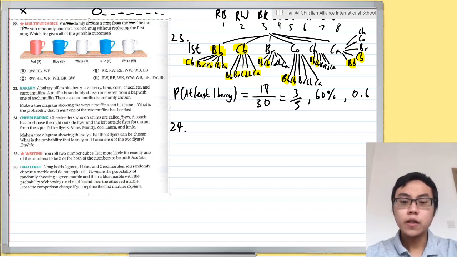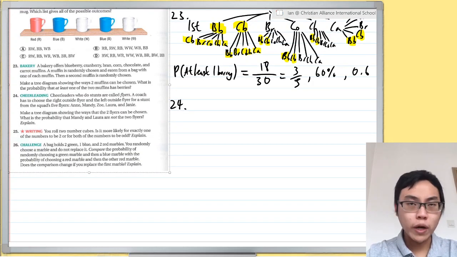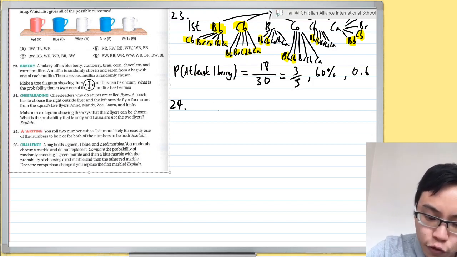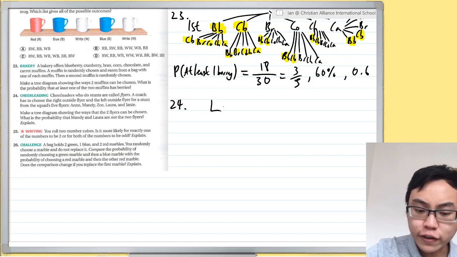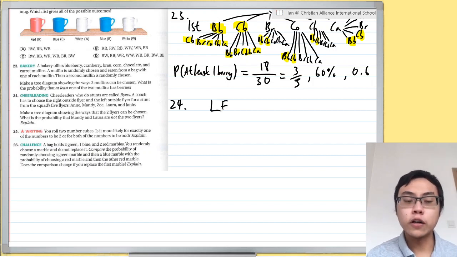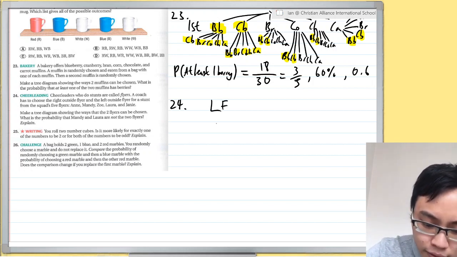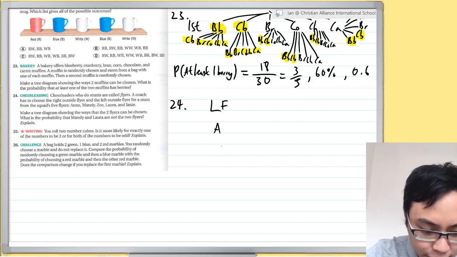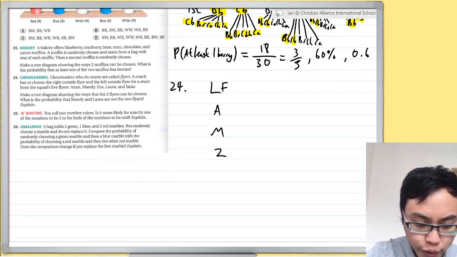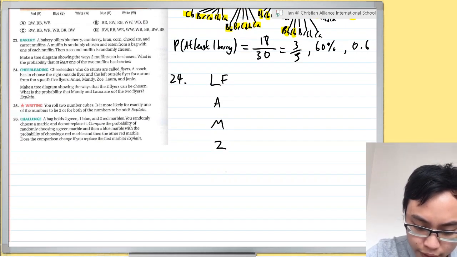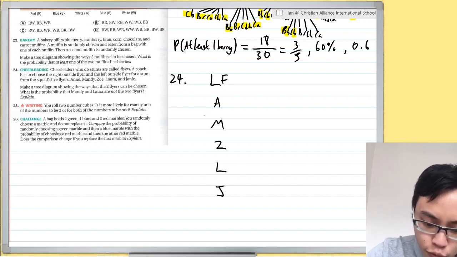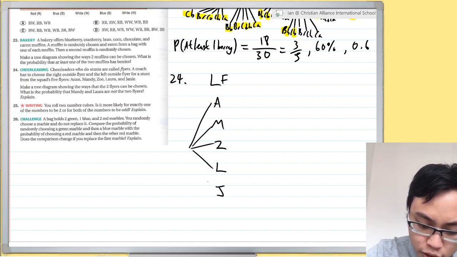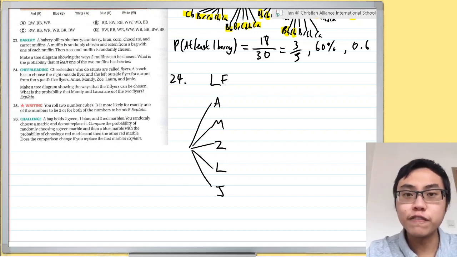So it doesn't matter whether we choose the left first or the right first. It doesn't matter. I'm just going to start with the left over here. So for the left flyer, LF, what are our choices? We can choose Anne. I'm going to say A for Anne. And then we have Mandy, M for Mandy, Z for Zoe, L for Laura, and J for Janie. So those are our 5 possible choices for the left flyer.